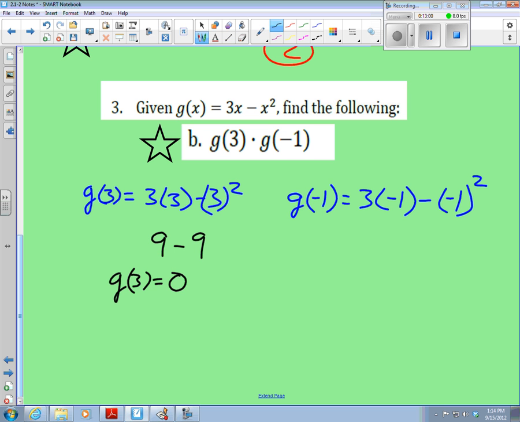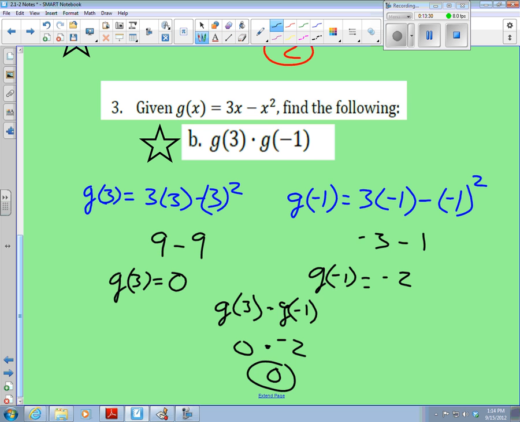Well, my final answer is going to be 0 because 0 times anything is 0, but we'll finish this up. Negative 3 minus negative 1 squared. Negative times negative is a positive, so that's positive 1. That's going to give me negative 2. So g of negative 1 equals negative 2. So if I looked at this as g of 3 times g of negative 1, this would be 0 times negative 2. 0 would be my final answer.